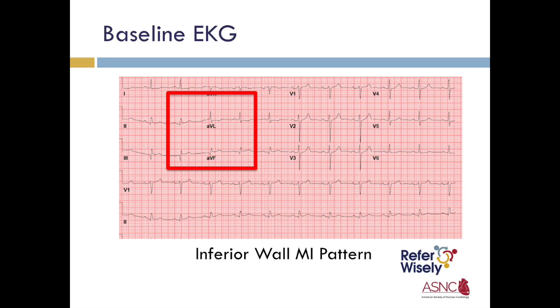At the time of his visit, a baseline EKG was performed. It showed normal sinus rhythm with normal intervals, and of importance, it showed Q waves in the inferior leads, which are in the red box, suggestive of a prior inferior wall MI. Of note for the testing is that his baseline EKG did show ST segments which were interpretable.